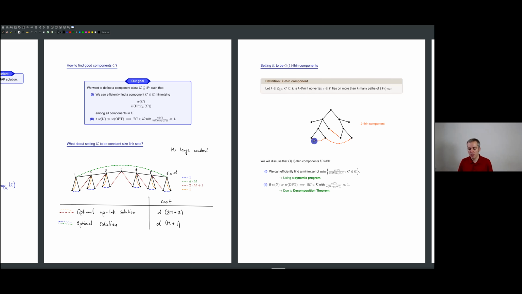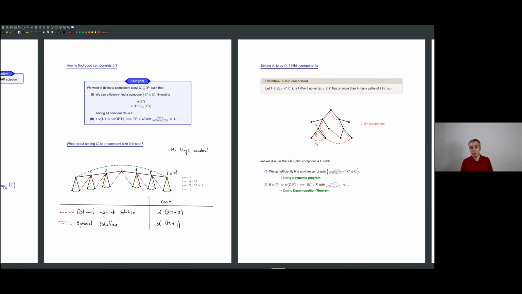Let's look at this example. So these 3 links together is a component that's 2 thin. It's 2 thin because if I look at any vertex, let's say this vertex V here, we have 2 paths of the links. If this is L1, it would be the path of L1. 2 of those paths go over V, but no more than 2.